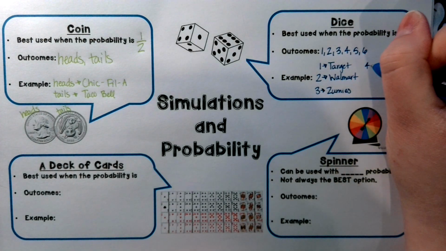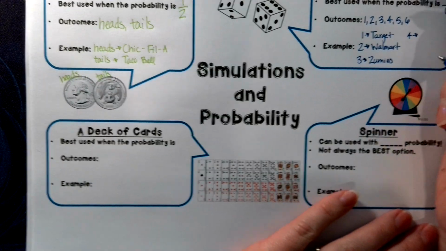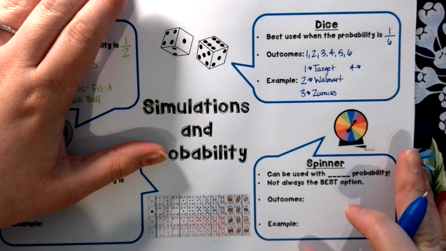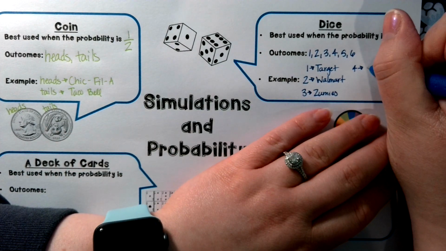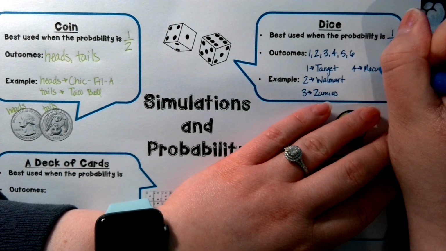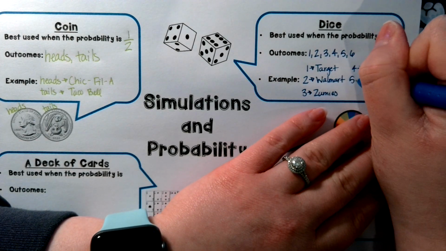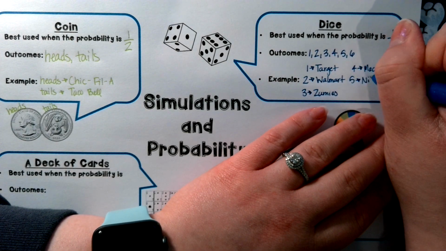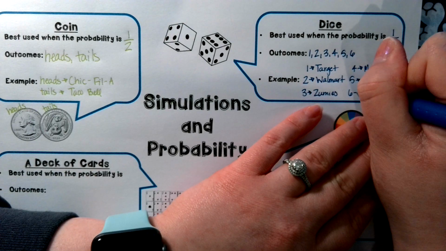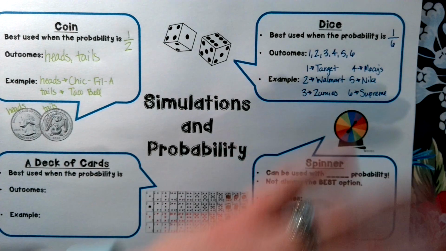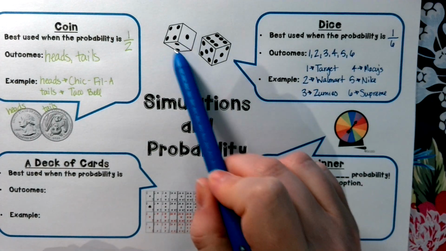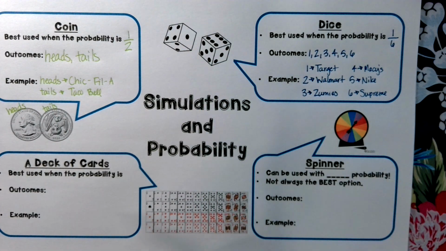If I roll a 4, I'm going to go shopping at, where's another place y'all like to go shopping? Let's say Macy's. If I roll a 5, I'm going to go shopping at Nike. And if I roll a 6, I'm going to shop at the Supreme store. So depending on what I roll on my dice, I'm going to go shopping at that store.